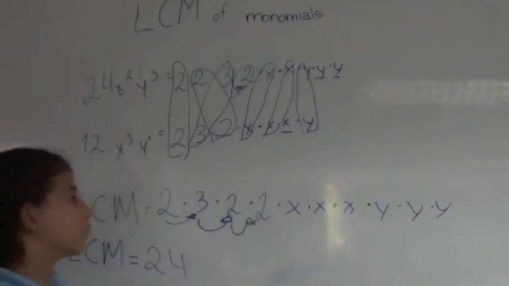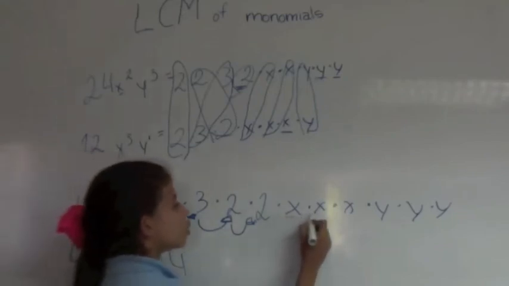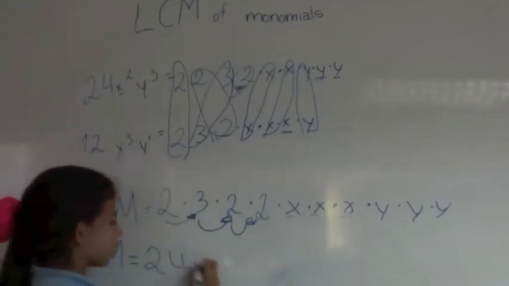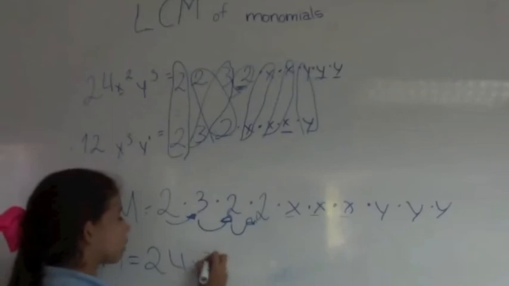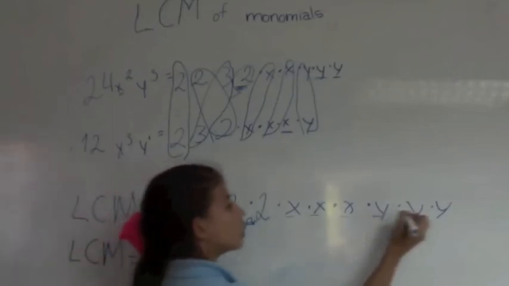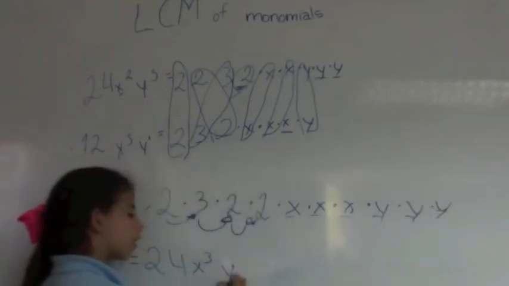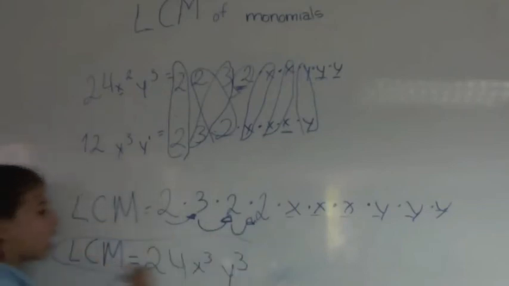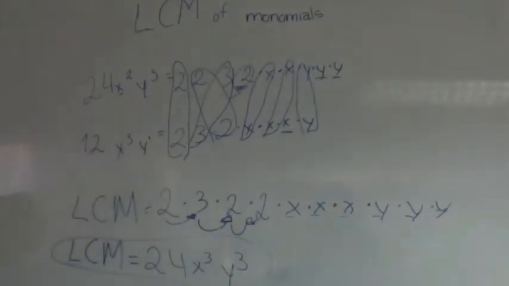Now with our long variables, we have x 1, 2, 3 times. So 24 and x to the third power. And we have y 1, 2, 3 times. So y to the third power. And here we have a least common multiple. Least common multiple of 2 more monomials.